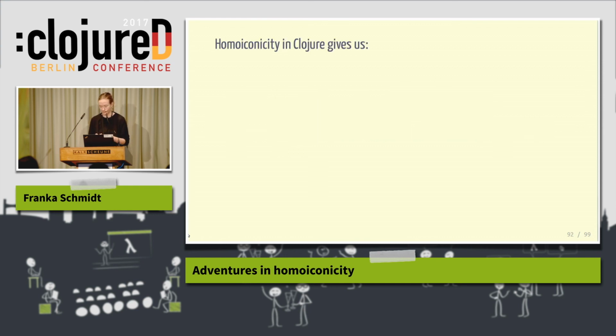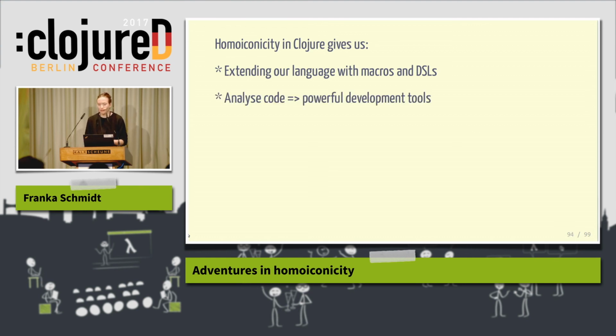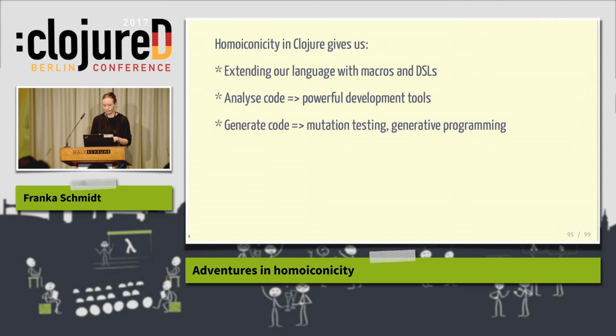Okay, let's summarize. Homoiconicity in Clojure allows us to extend our language with macros and DSLs. It allows us to analyze our code really well, which grants really powerful development tools. And we can generate code, which allows for things like mutation testing or generative programming, like we saw in Roger Allen's project. We can visualize code. For now, that was just used for art projects, but those might also become part of the new dev tooling in the future.